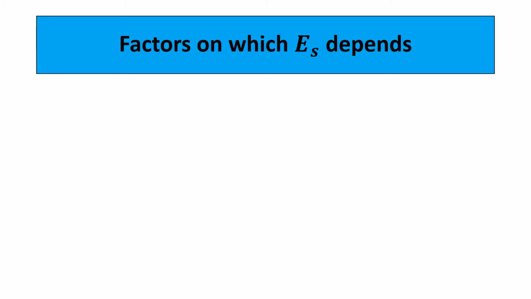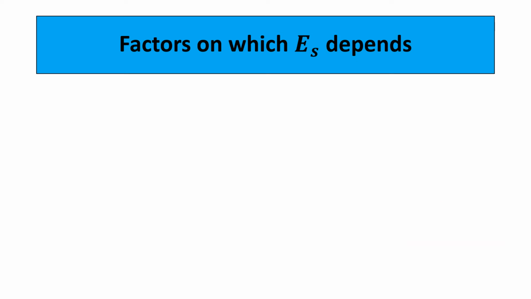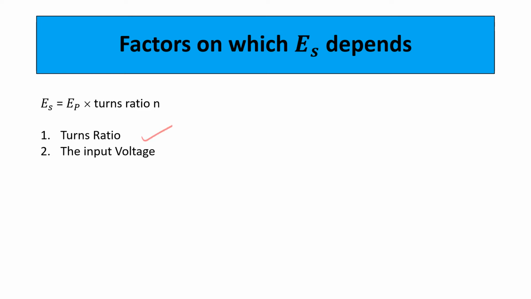Can you state two factors on which the magnitude of an induced EMF in the secondary coil of a transformer depends? We learned Es divided by Ep is equal to N. Therefore, Es is equal to Ep into N. So it depends on Ep and N. Es is equal to Ep into turns ratio. That means it depends on turns ratio N and the input voltage Ep.